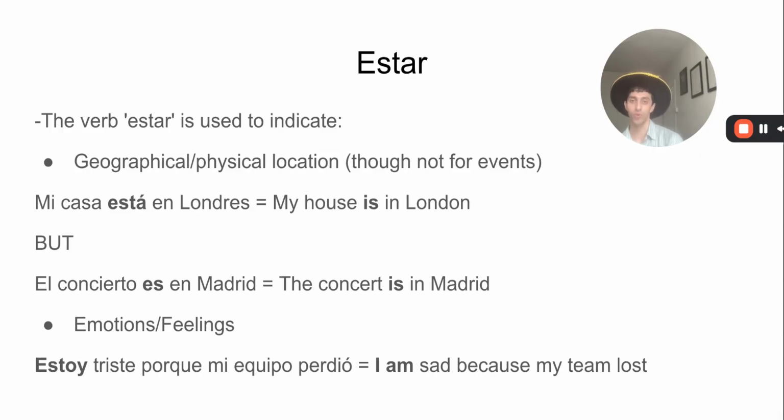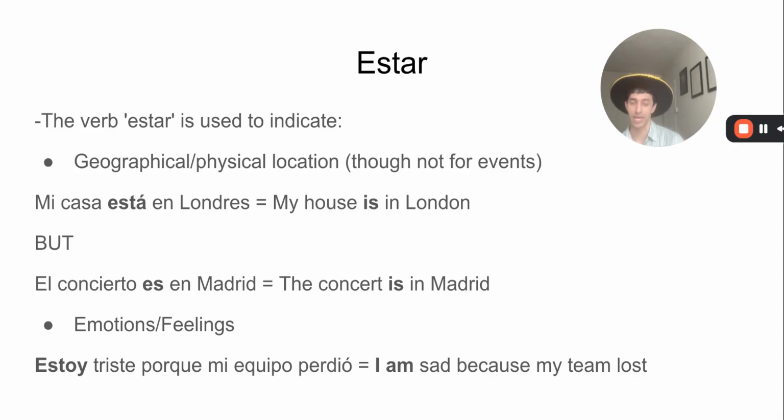There is one important exception, though, which is for events. So if you're talking about where an event is going to be held or was held or it is currently being held, you'd use the verb ser instead of estar. So that is an unusual and pretty tricky exception. For example, you would say, el concierto es en Madrid instead of el concierto está en Madrid. El concierto es en Madrid translates as the concert is in Madrid, of course. So in that particular example, because a concert is a kind of event, you'd use the verb ser instead of estar. And that is quite tricky.